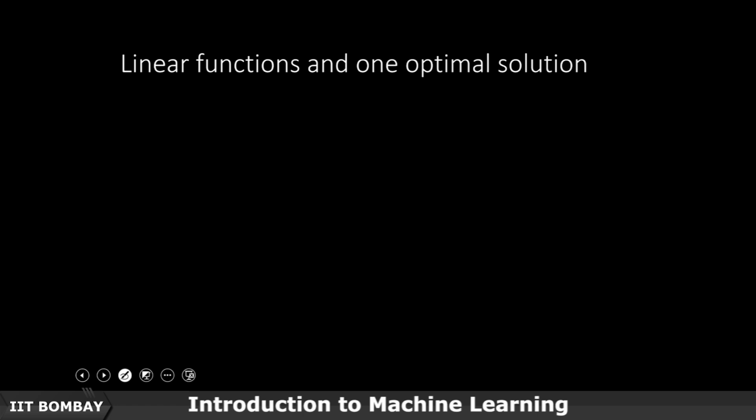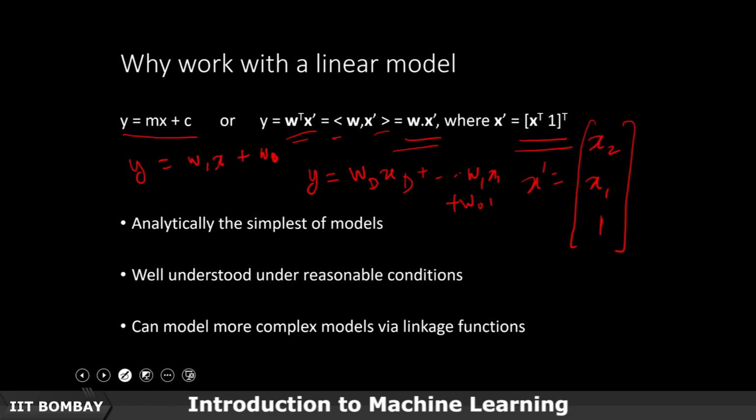So to give you an example, let's look at different ways of looking at the linear model. So what we can do is, let's say we want to fit a polynomial model for a single variable.